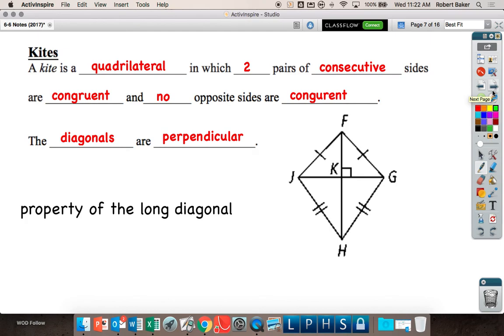A kite is a quadrilateral in which 2 pairs of consecutive sides are congruent and no opposite sides are congruent. And the diagonals are perpendicular, just like a rhombus and a square. And the book neglects 7 other properties of a kite. The 7 properties the book feels are intuitive to the learner, or that you should have already learned.